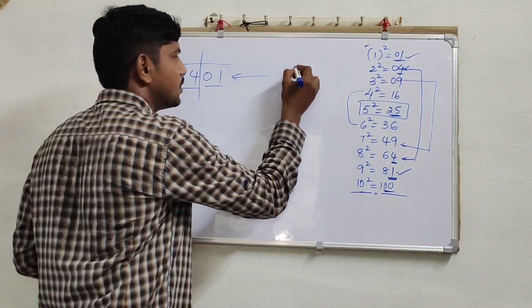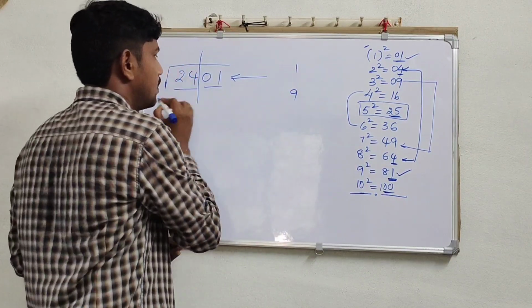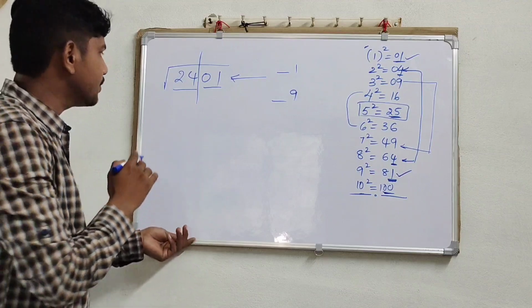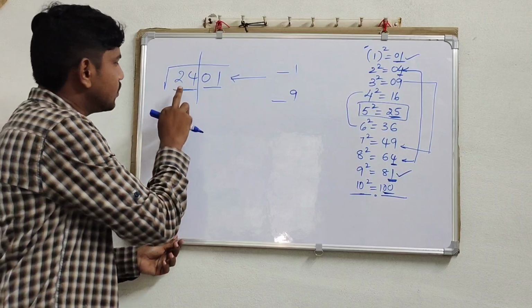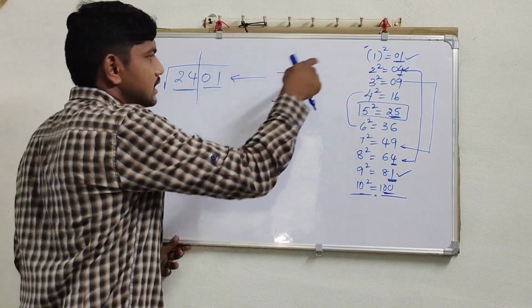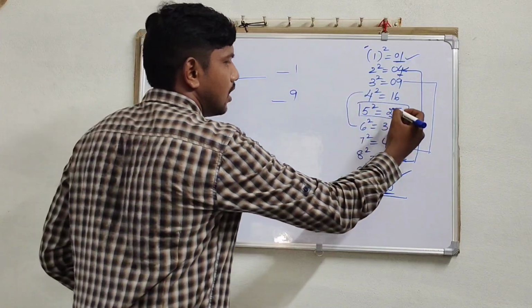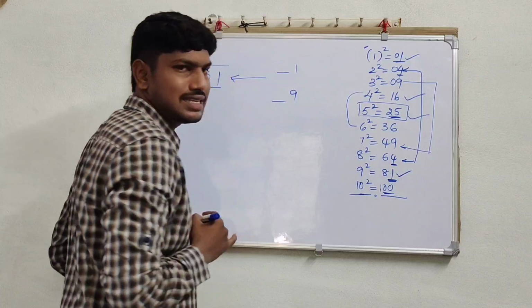Let me write the two possibilities. One is 1 and another one is 9. But we know that one more digit is our requirement. Next we have the other part, 24. We need to check which is the nearest square to 24. Here you see that 5 square is 25, but 4 square is 16.